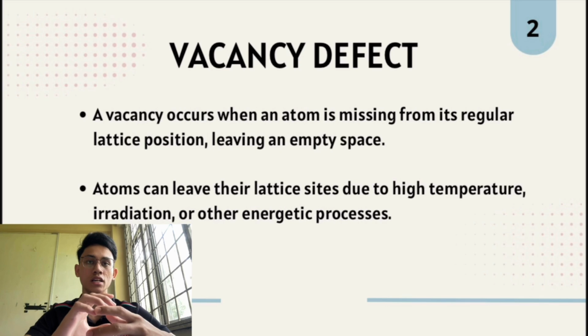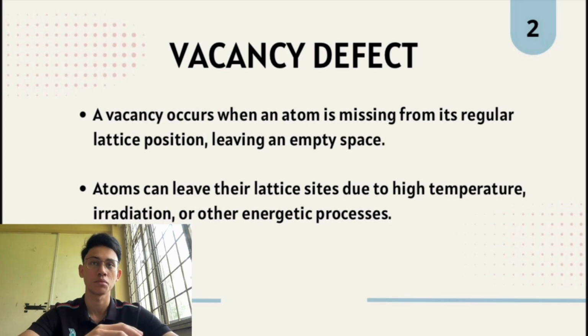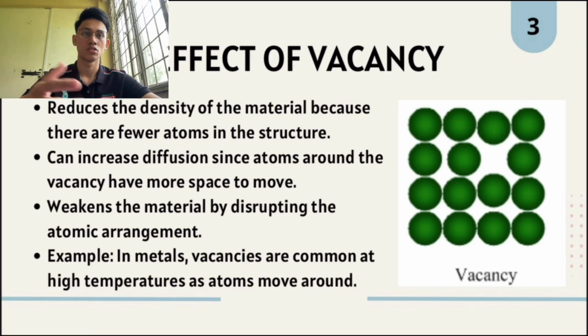A vacancy occurs when an atom is missing from its regular lattice position, leaving an empty space. This atom can leave the lattice site due to high temperature, irradiation, or other energetic processes. As you can see in the slide, that's a visual representation of what a vacancy looks like. So what is the effect of vacancy?